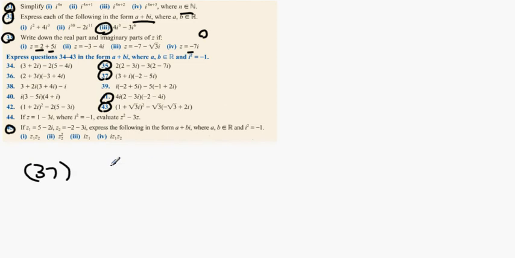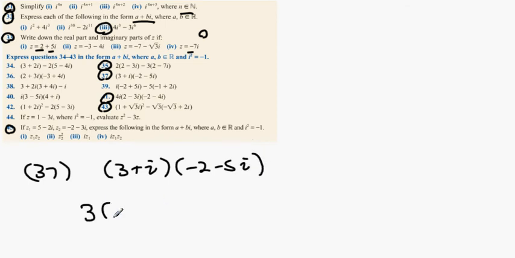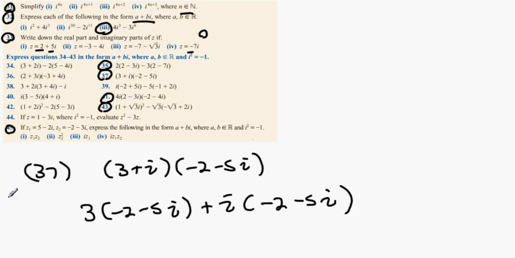Number 37 has a bit more multiplication in it. It's going to be (3 + i)(−2 − 5i). Multiply it out like the double bracket, so we're going to get 3 times (−2 − 5i), and then it's going to be plus i into (−2 − 5i).